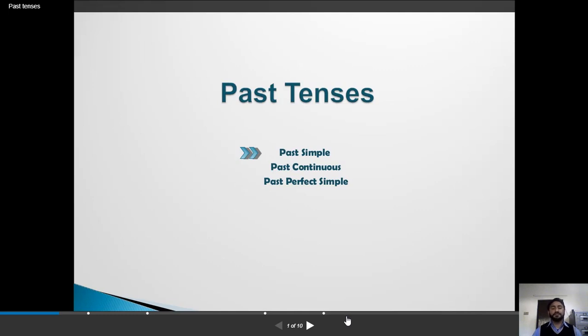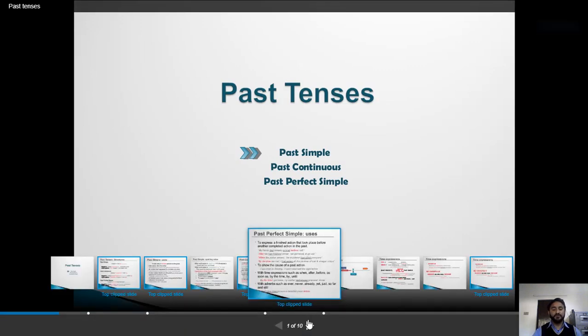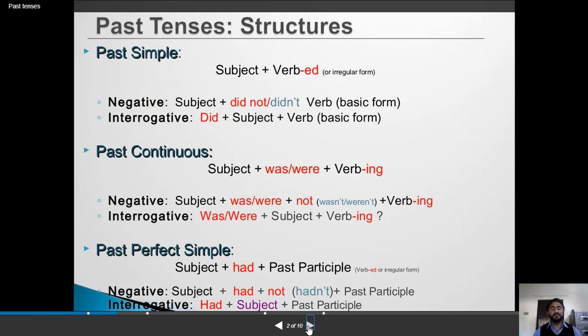Now we are going to discuss the past tense, and first we discuss the past simple tense or the past indefinite tense. So let's start our lecture, and I hope people are enjoying the lectures. First we discuss the past simple tense structures, because these are discussed in our school life and college life, so there's no problem for you.